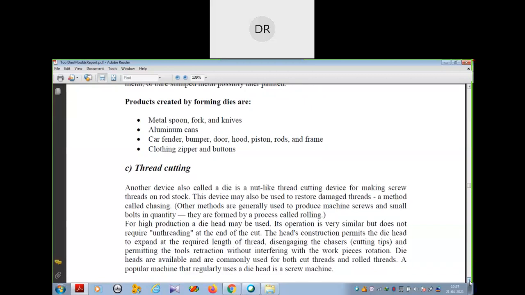Next we have thread cutting. Thread cutting is also one type of device. It is a nut like thread cutting device for making screw thread on a rod stock. This device can also be used to restore damaged threads, which is a method called chasing.